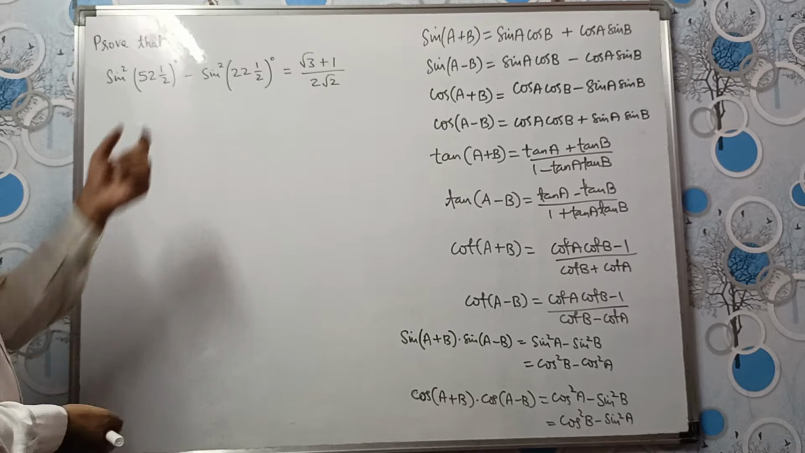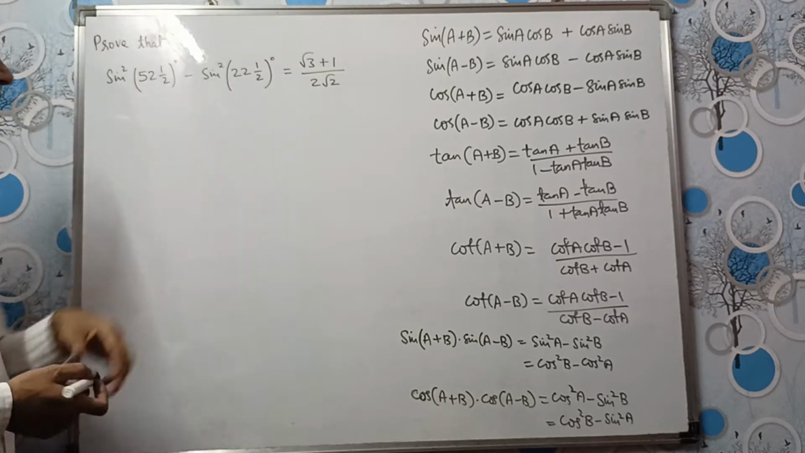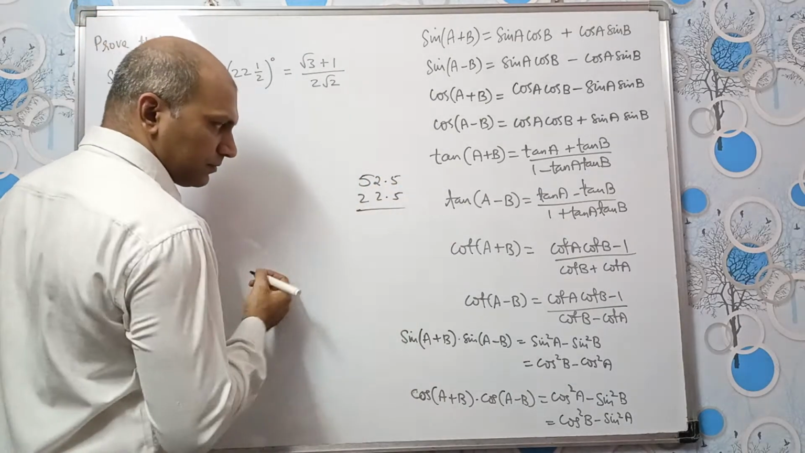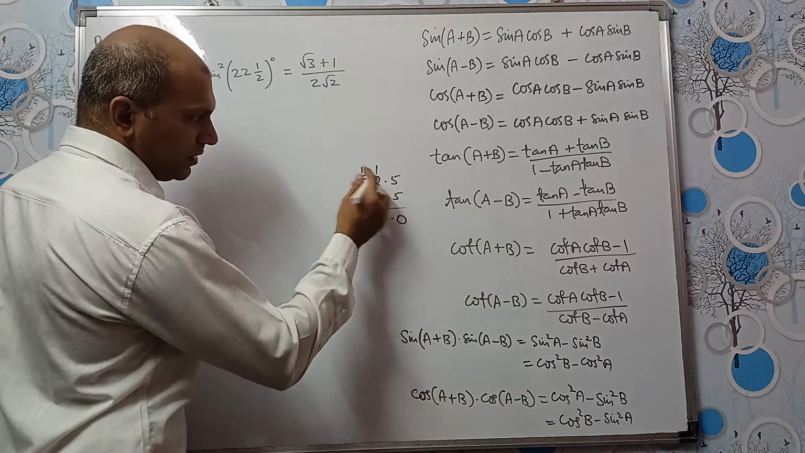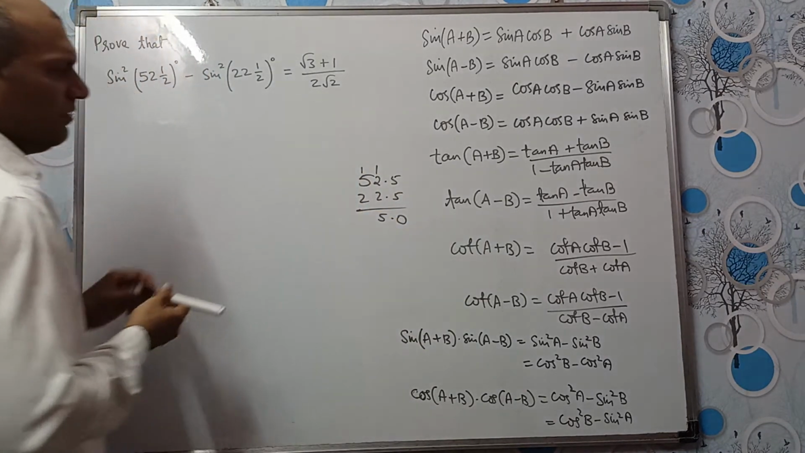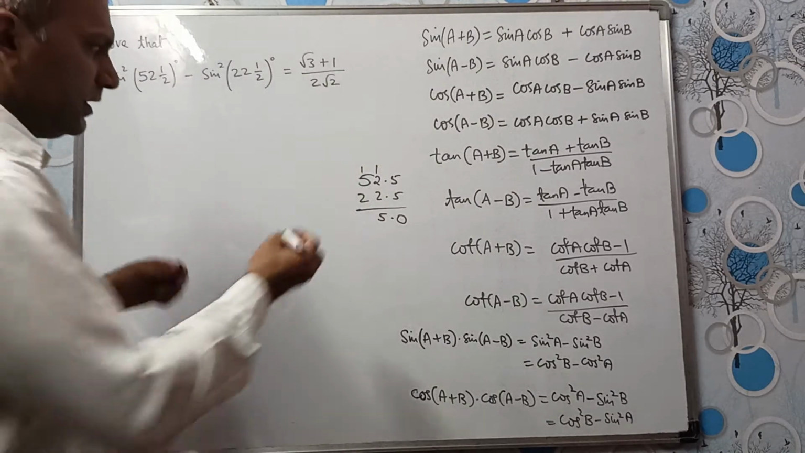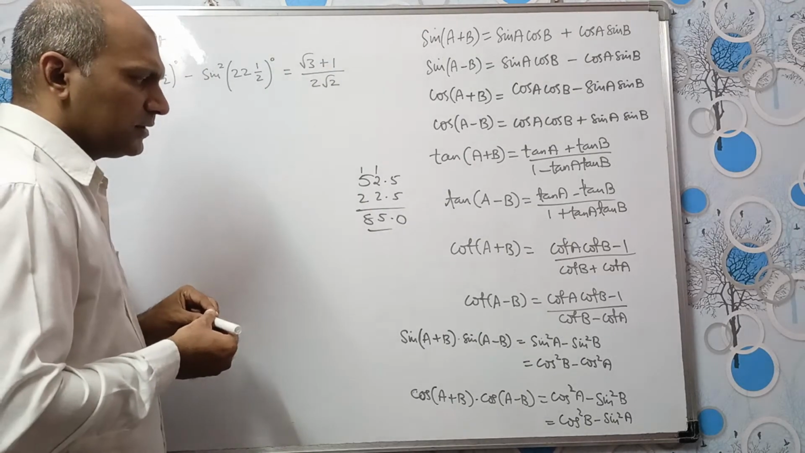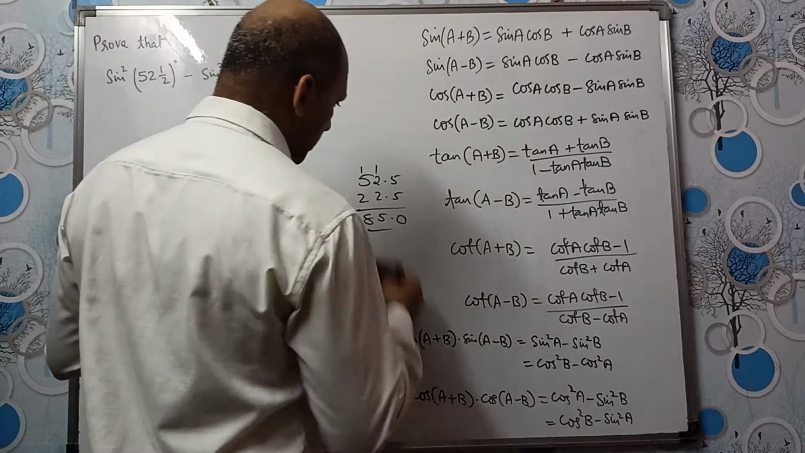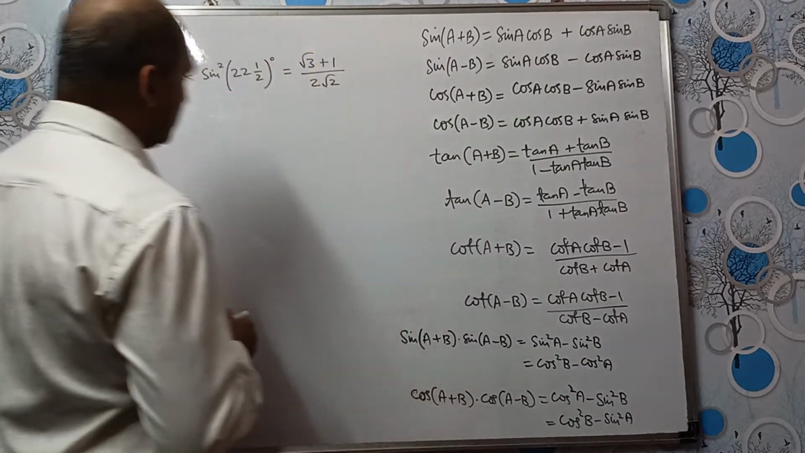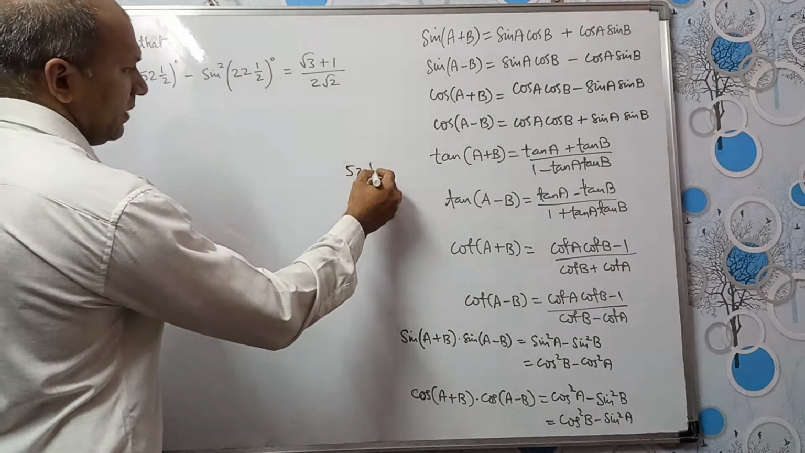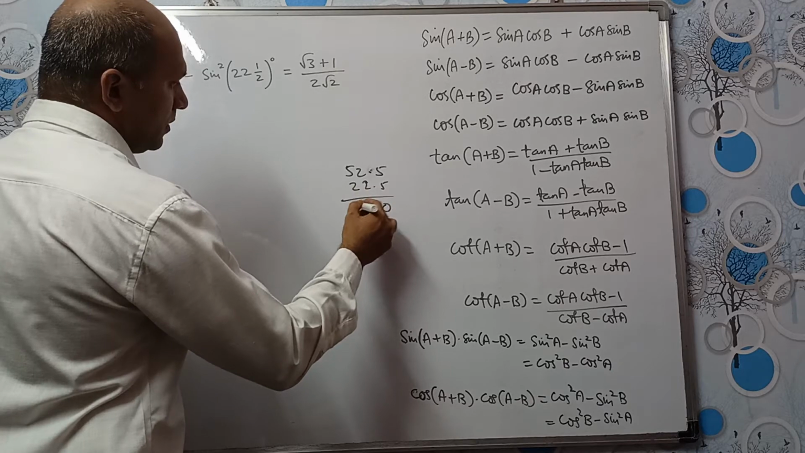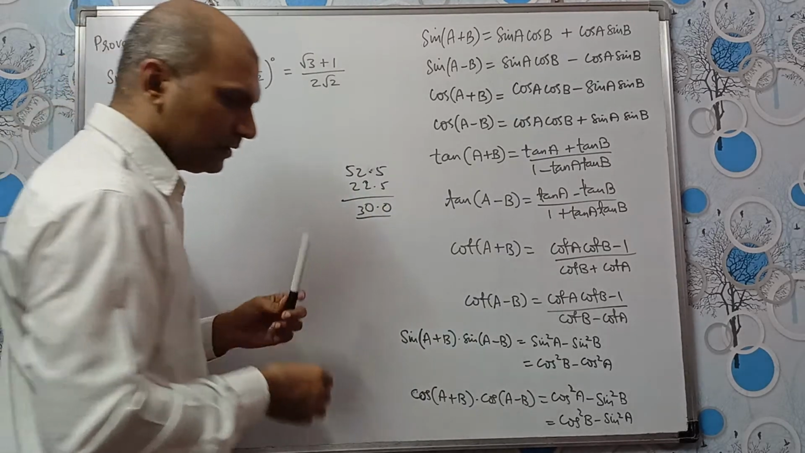Alright. Now, see, if you add 52.5 and 22.5, how much do we get? 85, right? Do we have sine 85 degrees? No, it is a little difficult to find. What if we subtract these? 52.5 minus 22.5 is 30 degrees, right? So sine 30.